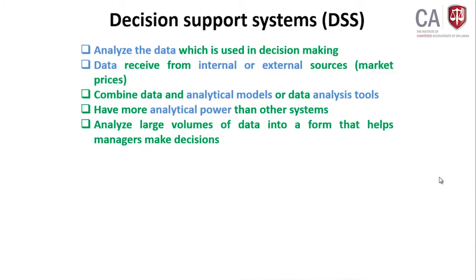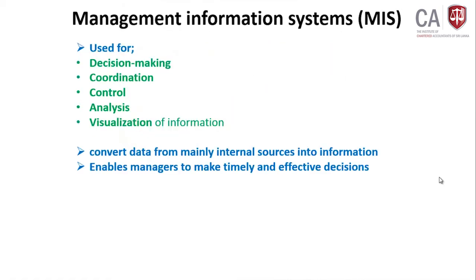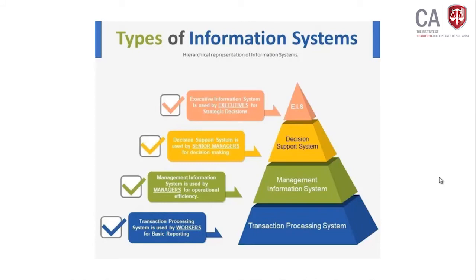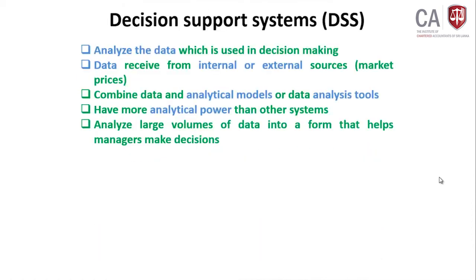DSS. What is the decision support system? It is used by whom? Senior managers. Analyze this data for use in decision making. So, they are going to do some decision making based on the facts. The facts are summarized by the managers. The data comes from the operation, the facts are summarized by the managers, then the senior managers analyze those data.